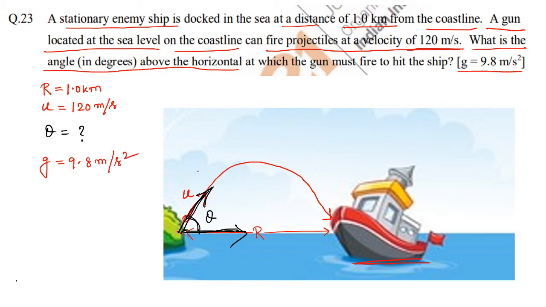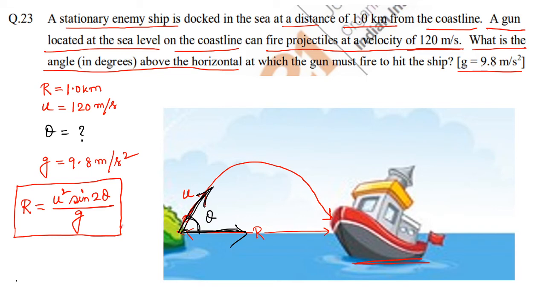Now what is the formula for finding this angle? We need to use the formula for horizontal range of projection, that is R equal u square sine 2 theta by g. So this is absolutely a formula based question. If you can simply remember this formula, then you can easily solve this type of questions.